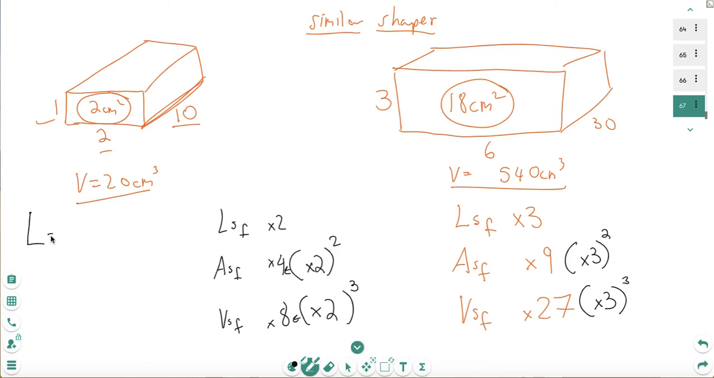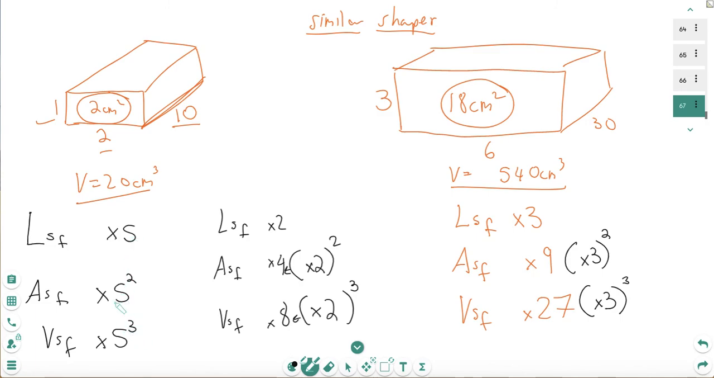So the length scale factor, area scale factor, and volume scale factor. Let's say the length scale factor is times by s. So s can be any number. To find the area scale factor, we're going to get the length scale factor, which is s, and we're going to square it. And then to get the volume scale factor, we can get the length scale factor, which is s, and we can cube it.